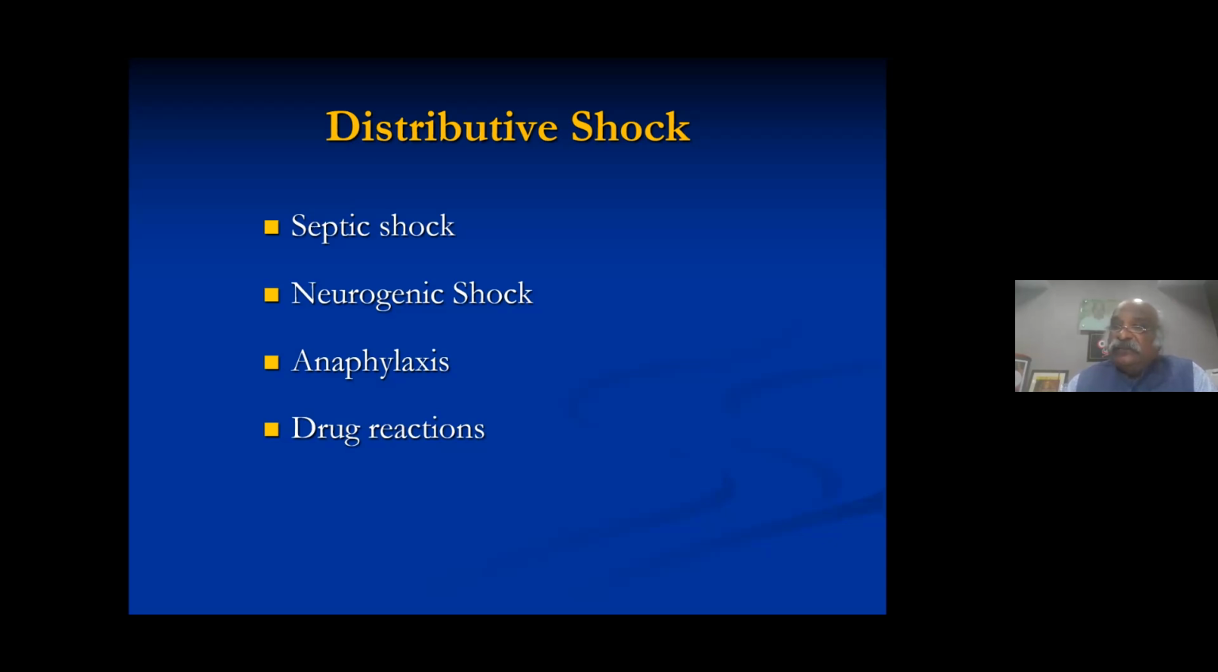But here, instead of tachycardia, there could be a direct effect on the heart. A bradycardia could be there for that. So in neurogenic shock, instead of tachycardia, there will be a bradycardia in contrast to septic shock, but the peripheral resistance will decrease for that. Same thing happens with anaphylaxis.